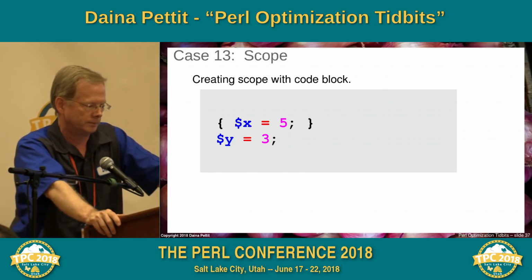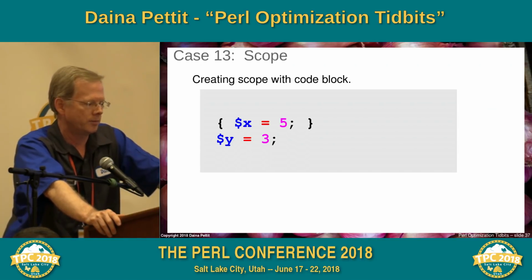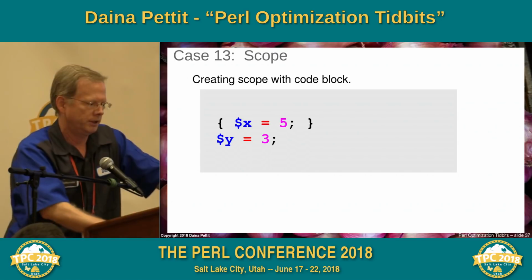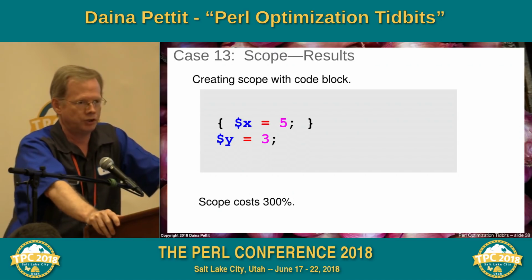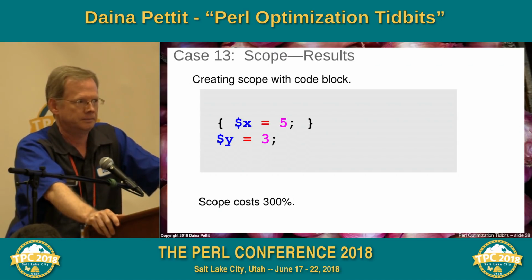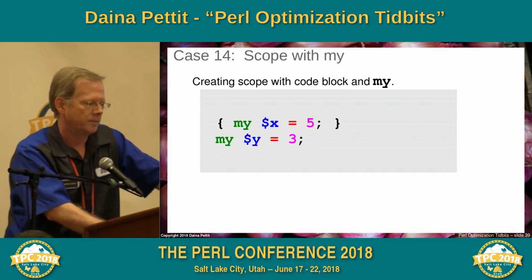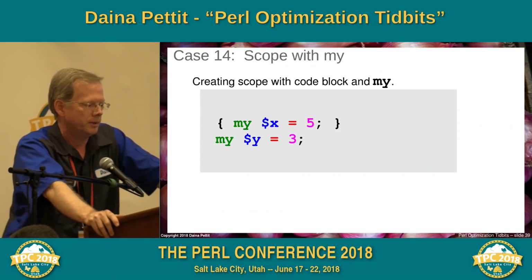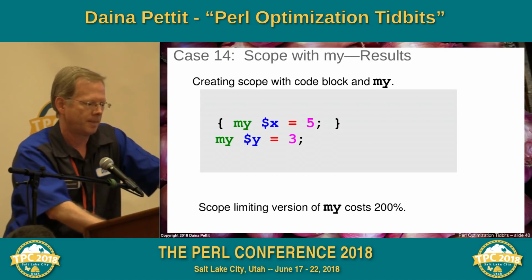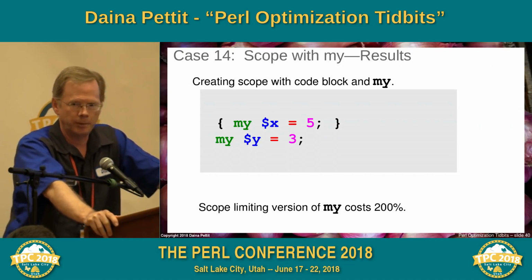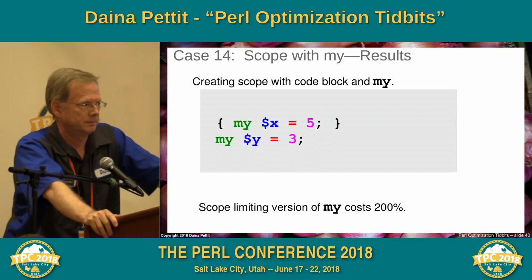Let's look at scope. If we just create a scope for nothing more than just doing scope, it turns out it has a significant hit. And we would expect that. We would expect a hit for doing scope. If we're doing scope and we have a my involved, it actually is a little bit better. Instead of 300%, it's 200%.